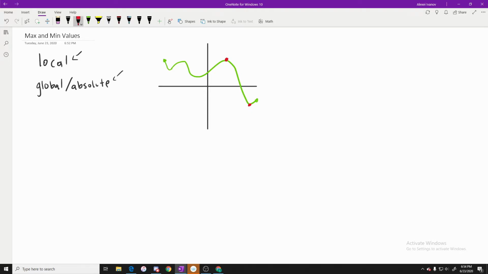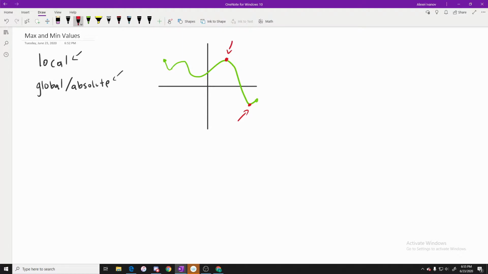So this point is something that we'd call a global or absolute max, meaning it is the absolute max of the function. There is no value greater than this one. And likewise, we would call this the absolute minimum or the global minimum, because it is the smallest value that this function contains.